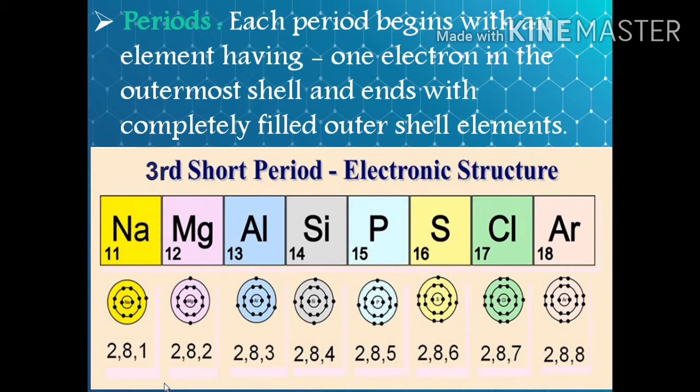So we know that each period begins with an element having one valence electron. For example, here this is sodium with one valence electron, and then it ends with a completely filled outer shell, and that is argon with 8 electrons. So you can see the valence electrons here: 1, 2, 3, 4, 5, 6, 7 and 8. That means across a period the valence electrons increase by 1.